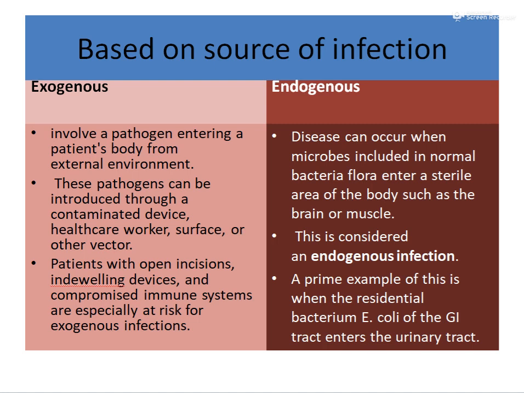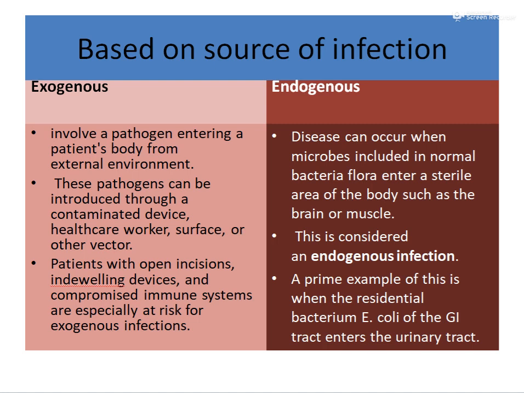Now, these pathogens can come either from any contaminated device, a healthcare worker, a surface, or any other vector, and that is also referred to as an exogenous infection. Sometimes patients with open incisions, indwelling devices, and compromised immune systems are the people who usually get exogenous infections. That is, if you get an infection from an external source, it is referred to as an exogenous infection.